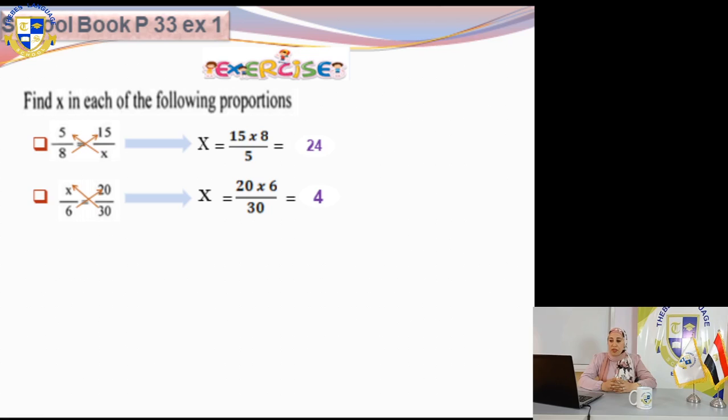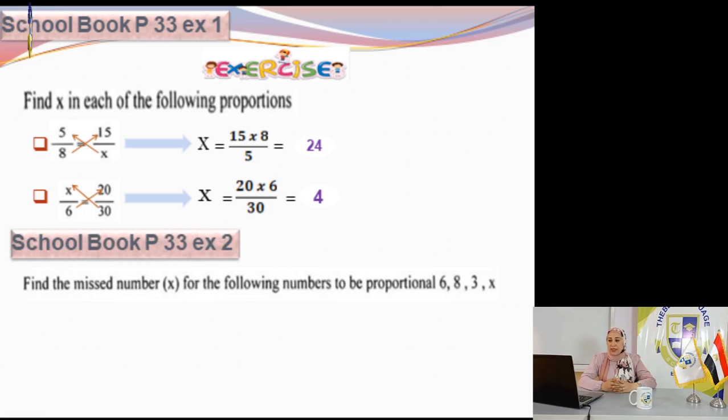Another example. Find the missing number x for the following numbers to be proportional. I have 6, 8, 3 and x. So asking about the value of x. X will be equal means, because I have the two means over the extreme. It will be 8 by 3 over the 6 equal 4.